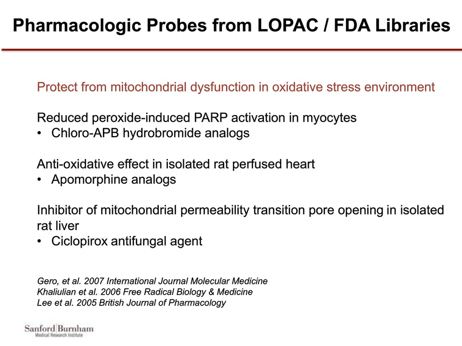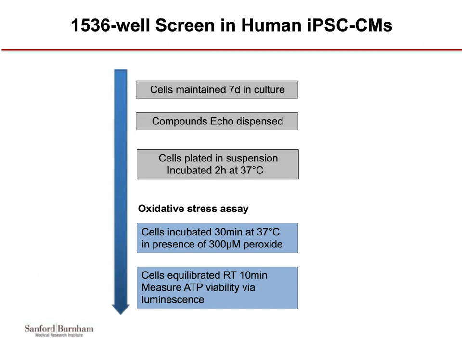Now moving on to our larger screen, we did run a 1536-well screen using the stem cell cardiomyocytes in about 50,000 compounds. And the protocol that we used was we first grew the cells for at least 7 days in culture, and then first dispensed compounds using an Echo acoustic dispenser, which delivers nanoliter quantities to the plates. We then used suspension cells for a 2-hour period. So this is our protection time with the compounds protecting the stem cells.